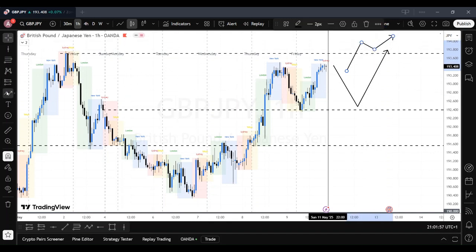Or it could be forming a double top on the 1 hourly, and the price could just plummet all the way down to this price range here.